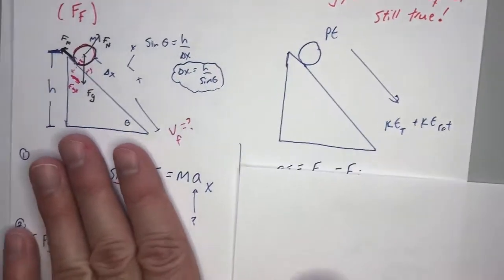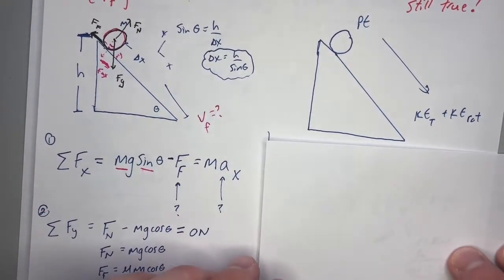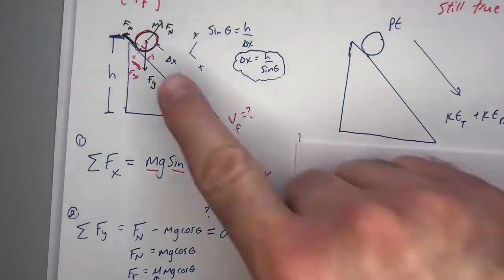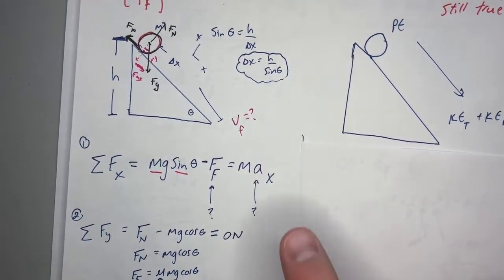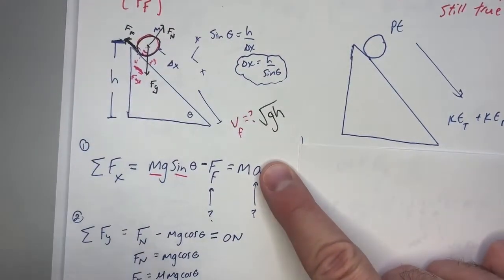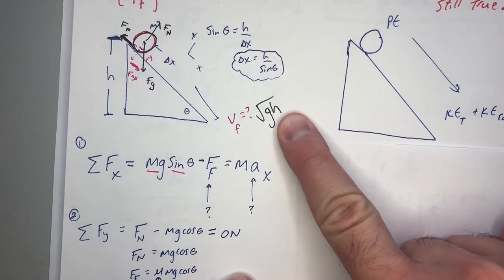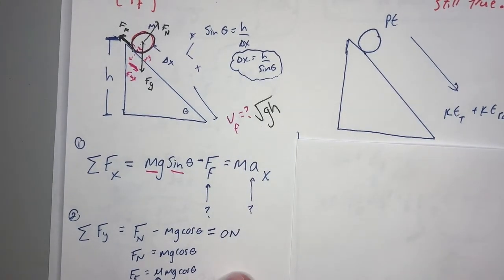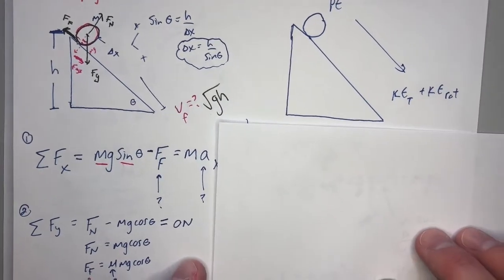All right, so we just spent a really long time talking about how to do this question to figure out how fast it's going at the end right here. We figured out finally that the velocity is the square root of g times h. So if you know gravity and you know how high the wheel starts from, you know it's going to be going square root of gh at the bottom. Energy is going to be a lot more friendly.